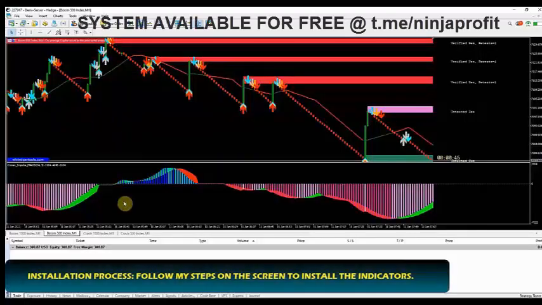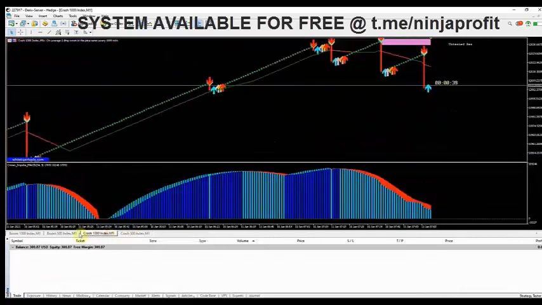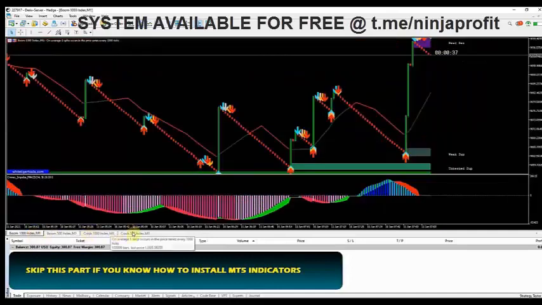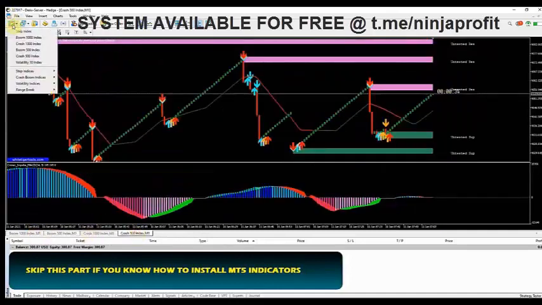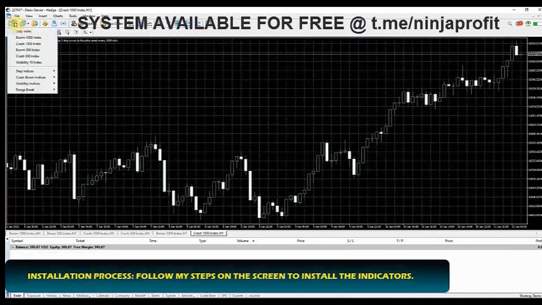The installation process is also very easy once you have MetaTrader 5 platform already installed on your computer. If you know how to install MT5 indicators, you can skip this part and go straight to the strategy explanation. This part is made for new traders who are not familiar with MetaTrader 5 platform. If you are one of those, follow my steps on the screen to quickly set your charts like mine.